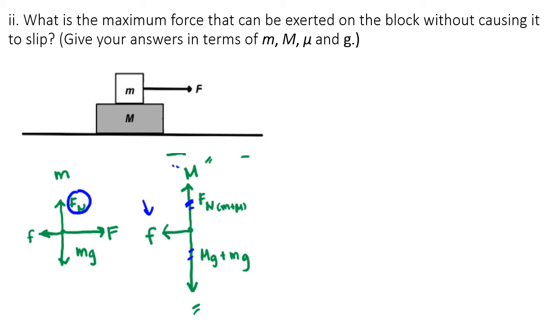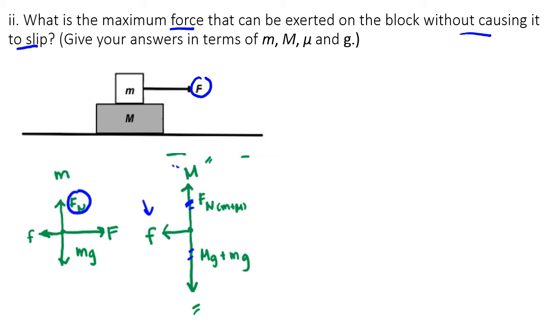Next, question 2 of part B. What is the maximum force that can be exerted on the block without causing it to slip? So again, the maximum force, which is actually this F here, that we could exert on the block without causing the blocks to move with respect to each other. So if they move, they have to move as one, so without causing it to slip.